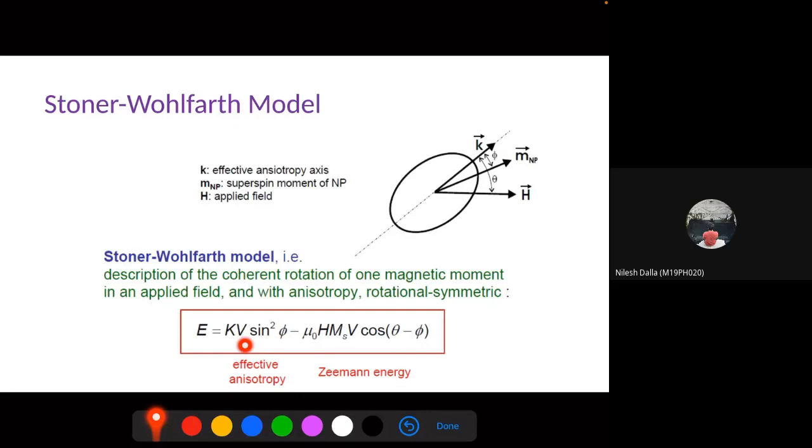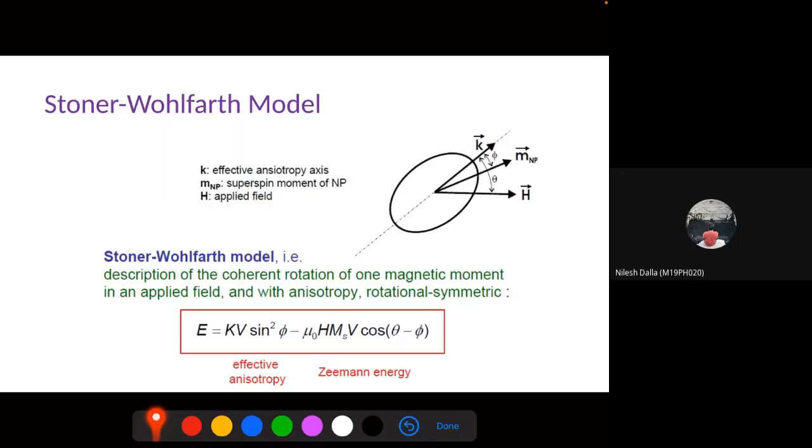So phi is the angle between M and your anisotropy axis, which is given by KV sin²φ, and this is your Zeeman energy, because the Zeeman energy is between your magnetization M and the external field H, and the angle is theta minus phi. From this figure you can minimize these energies, taking it as a function of phi, to find the equilibrium configuration for M so that the energy will be minimized.